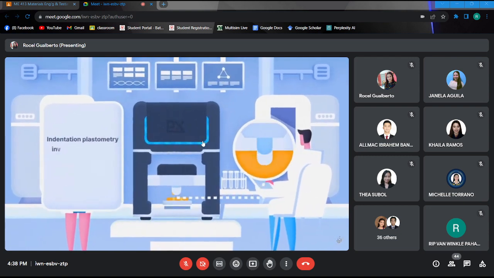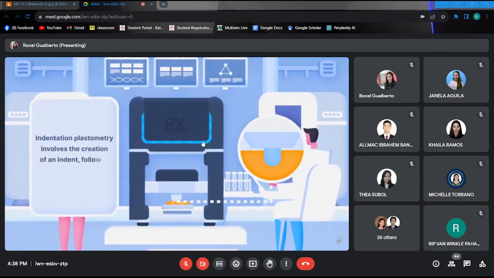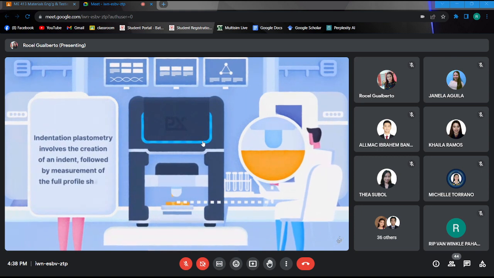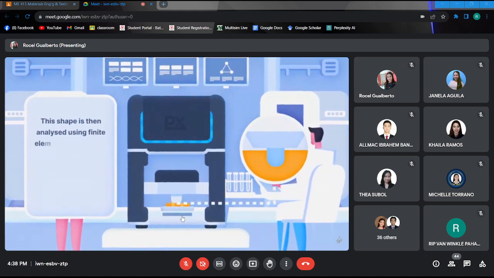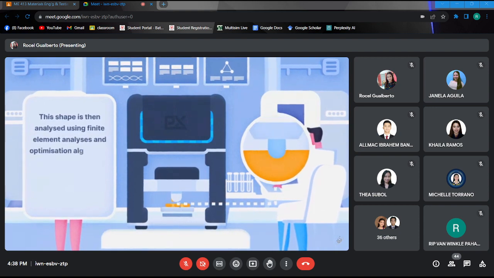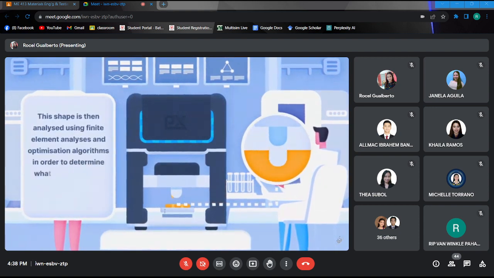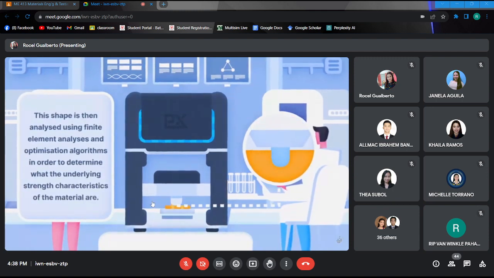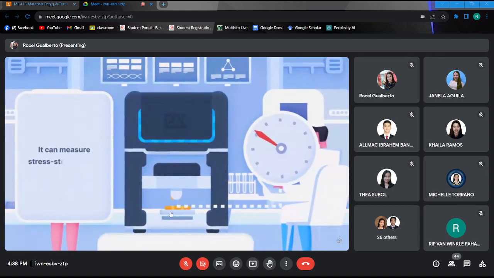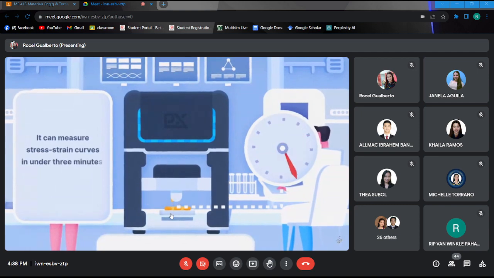Indentation plastometry involves the creation of an indent, followed by measurement of the full profile shape. This shape is then analyzed using finite element analyses and optimization algorithms in order to determine what the underlying strength characteristics of the material are. It can measure stress-strain curves in under 3 minutes.